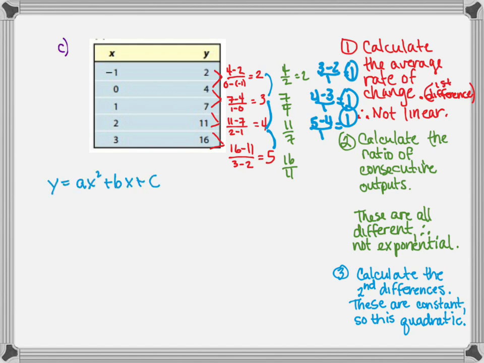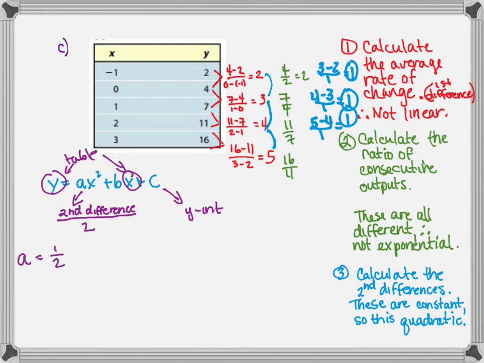So a quadratic model has the form y equals ax squared plus bx plus c. And a will be the second difference, in our case 1 divided by 2. C is the y-intercept. And we will use x and y values to find our b. And we'll get the x and y values from the table. So a is 1/2, our first difference, over 2, so 1 over 2. Our y-intercept from our table is 4. That's my c. We don't know b yet.